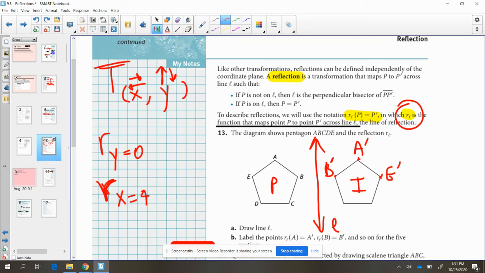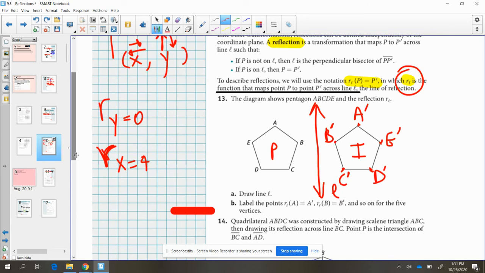And again, these points, okay, C was closer to the line of reflection, so is C prime compared to D prime. Okay, so it should always be that same distance. Don't just recopy the points over here, because it would not be the appropriate lengths away.